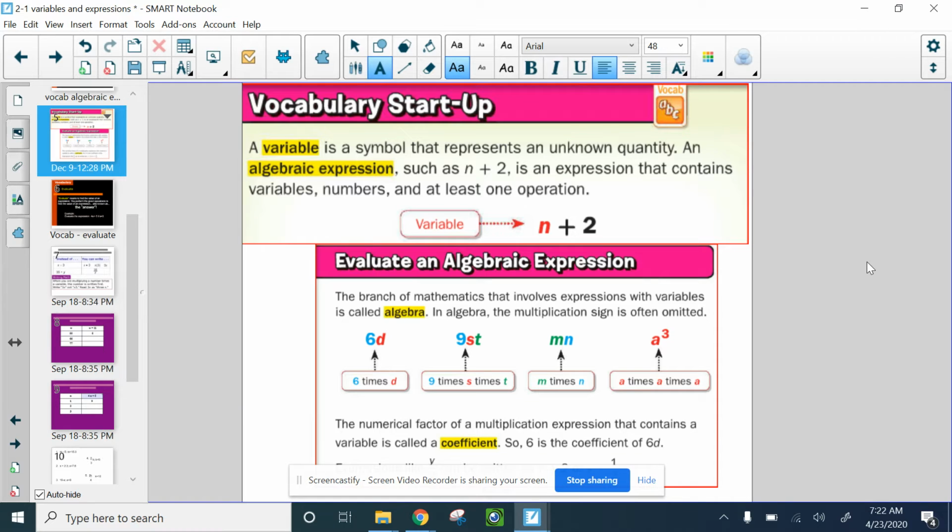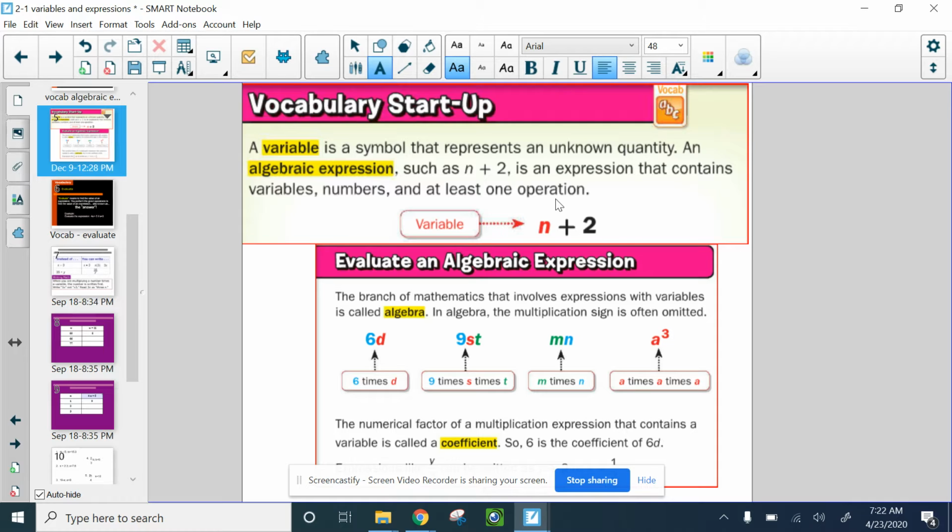Today we're going to quickly go over and recap what we've been learning about variables and algebraic expressions and how to evaluate them. So a variable, again, is a symbol that represents an unknown quantity. An algebraic expression, such as n plus 2, is an expression that contains variables, numbers, and at least one operation. In n plus 2, n is our variable, but this would be an algebraic expression.